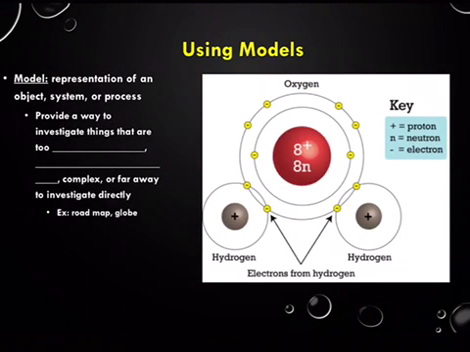Scientists also use models to represent their information. This could be a representation of objects, systems, or processes. They provide a way to investigate things that are too small or too large, or too complex, or too far away. So an example would be like a road map or a globe. They allow us to see things on Earth's surface that we wouldn't be able to see because Earth is too big.